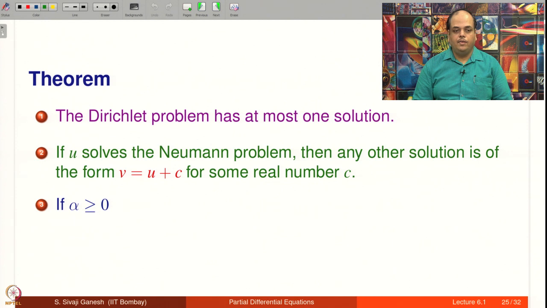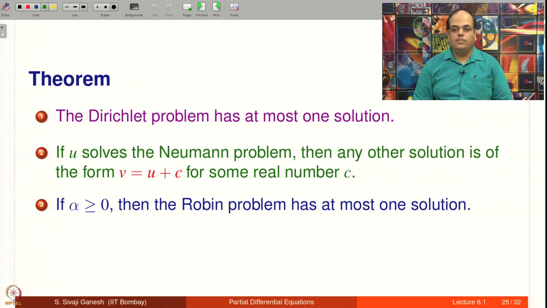And for the Robin problem, we have to assume something on alpha. If alpha is greater than or equal to 0, then the Robin problem has at most one solution. Recall that Robin problem reduces to Dirichlet problem when alpha equal to 0. So, proving 3 is enough to prove 1. So, what we do is we just prove 3 and then we prove 2.